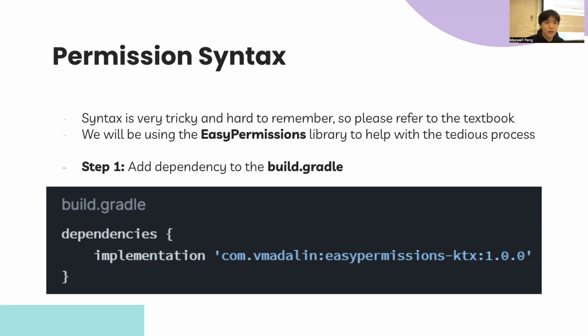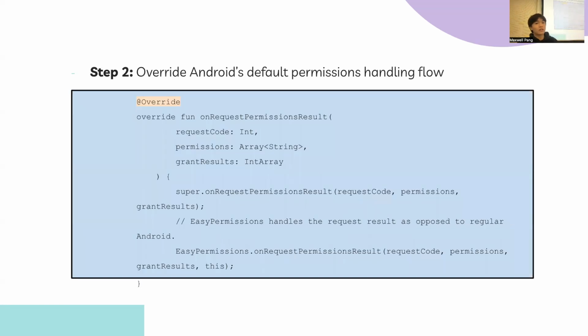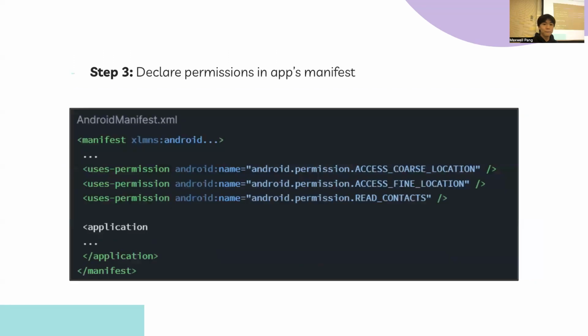So yeah. Then we want to override Android's default permissions handling flow so that we can use the EasyPermissions one. As you can see, it says EasyPermissions.onRequestPermissionsResult with some arguments. This is just syntax. You don't need to memorize this. It'll always be in the textbook and in the video.